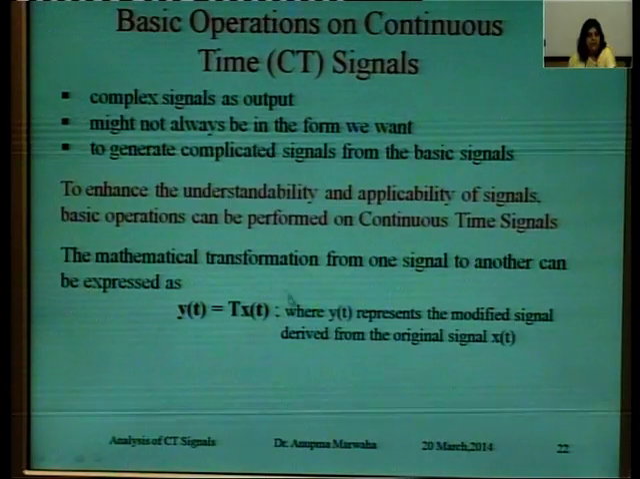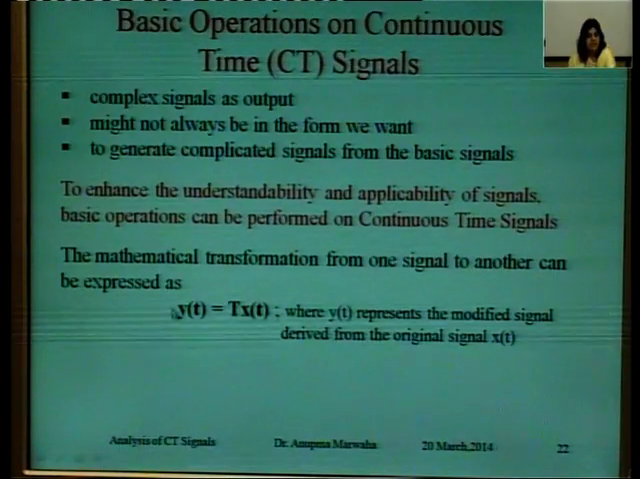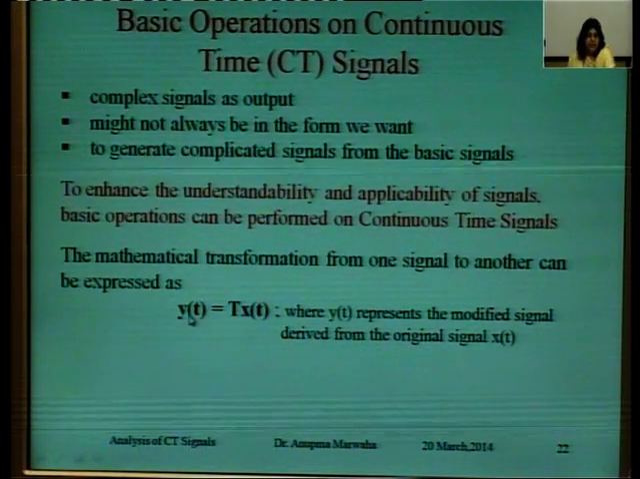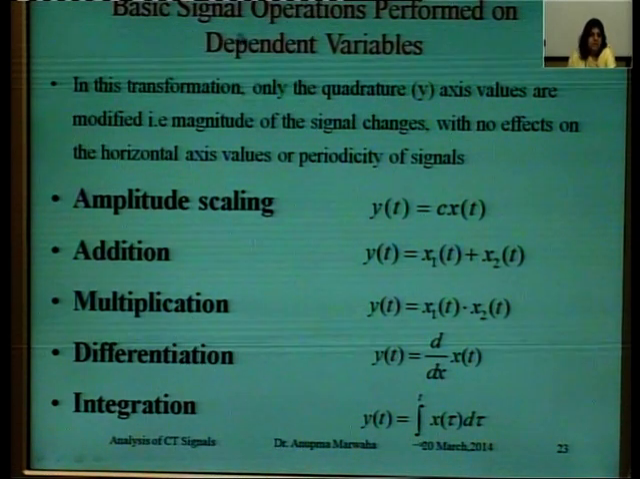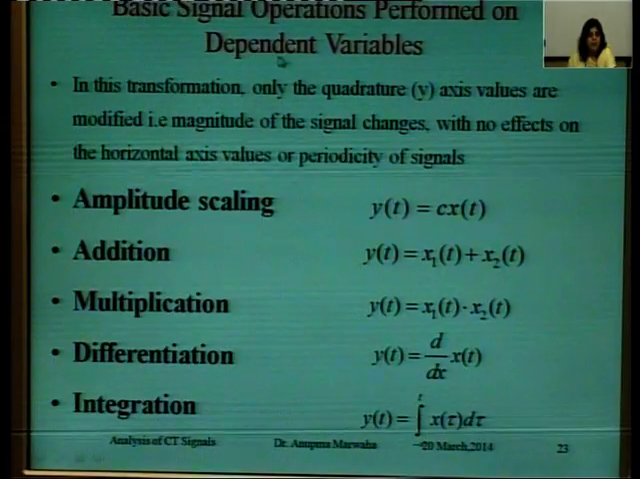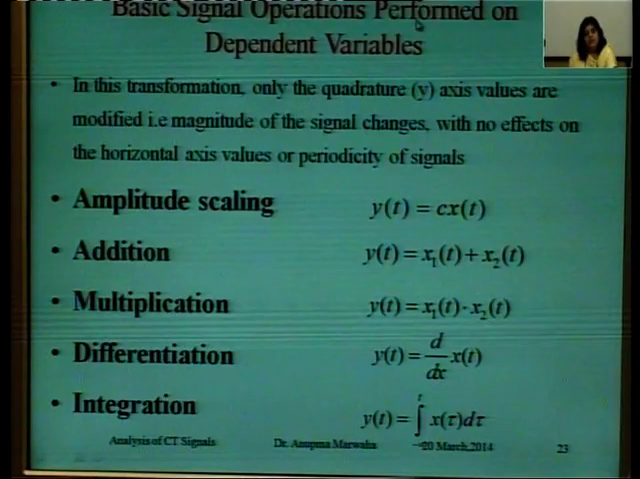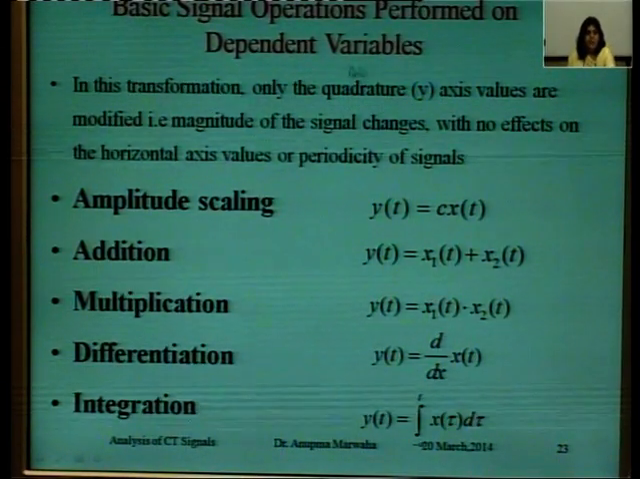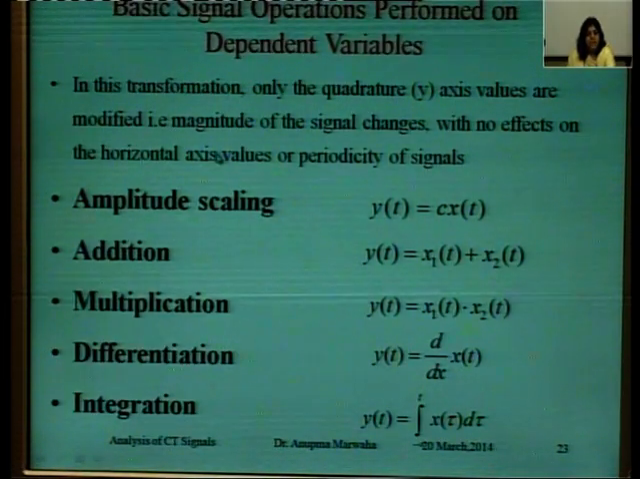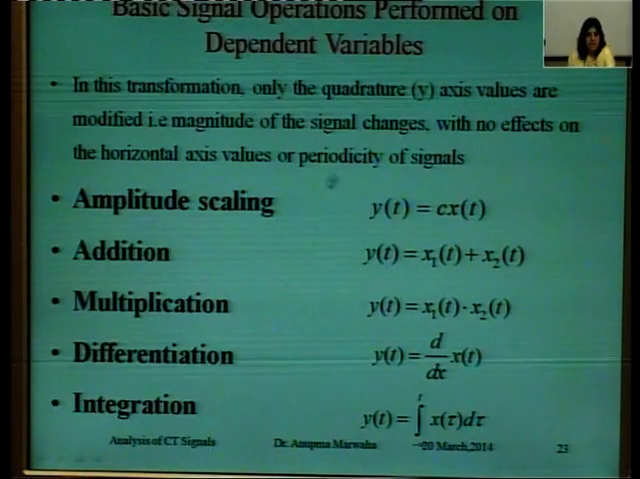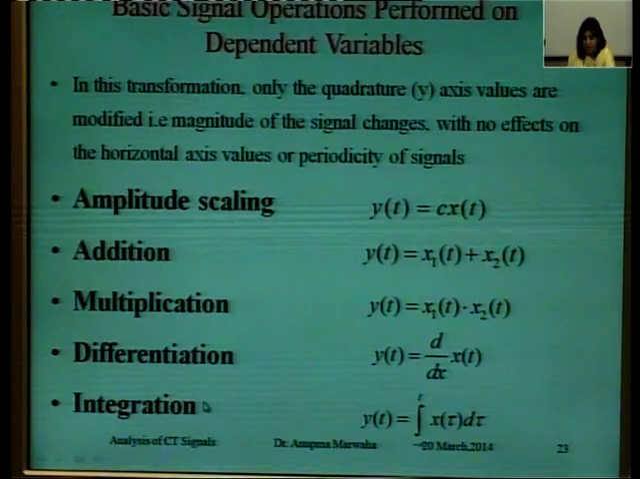In general, let us suppose that T is the transformation that we are applying on the basic signal x(t), then the resultant signal will be y(t). So, we will see what types of transformations we can apply. The basic signal operations can be performed either on the dependent variable or on the independent variable. First, we will discuss the operations performed on the dependent variable. In this transformation the y axis value changes, but the x axis value remains unchanged. The various operations are amplitude scaling, addition, multiplication, differentiation and integration.